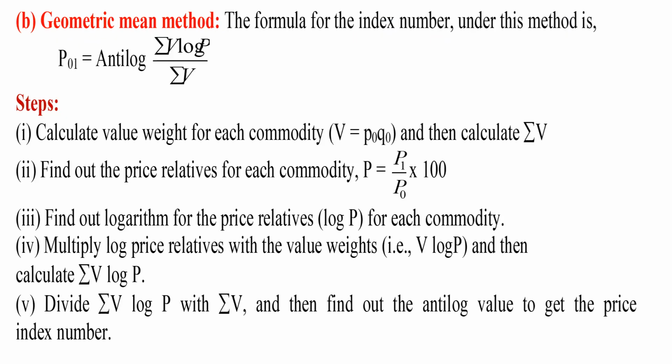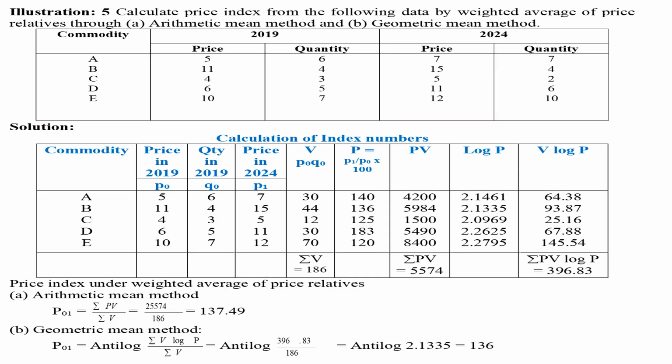B. Geometric mean method. The formula for the index number under this method is P01 equals antilog of sigma V into log P by sigma V. Steps. I. Calculate value weight for each commodity. That is V equals P0 into Q0 and then calculate sigma V. II. Find out the price relatives for each commodity, that is, P equals P1 by P0 into 100. III. Find out logarithm for the price relatives, that is log P for each commodity. IV. Multiply log price relatives with the value weights, that is V into log P, and then calculate sigma V log P. V. Divide sigma V log P with sigma V, and then find out the antilog value to get the price index number.